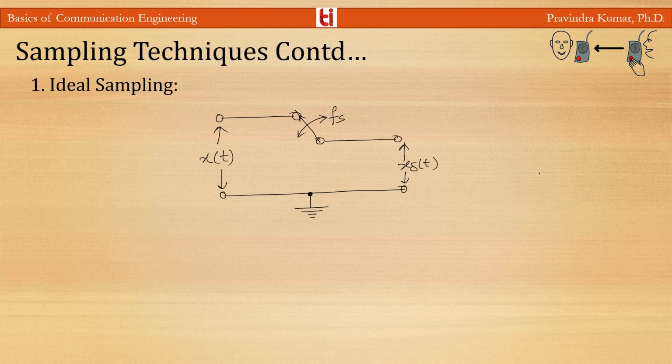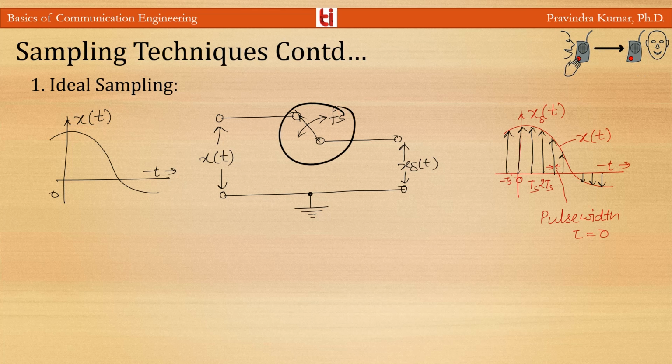The sampling technique which we discussed previously, where the unit impulse train is used as the sampling function, is known as ideal sampling. This figure shows the circuit to produce ideal sampling. This circuit is known as a switching sampler. It simply consists of a switch, and if the closing time tau of the switch approaches 0, then the output x delta t of this circuit will contain only the instantaneous value of the input signal x(t).